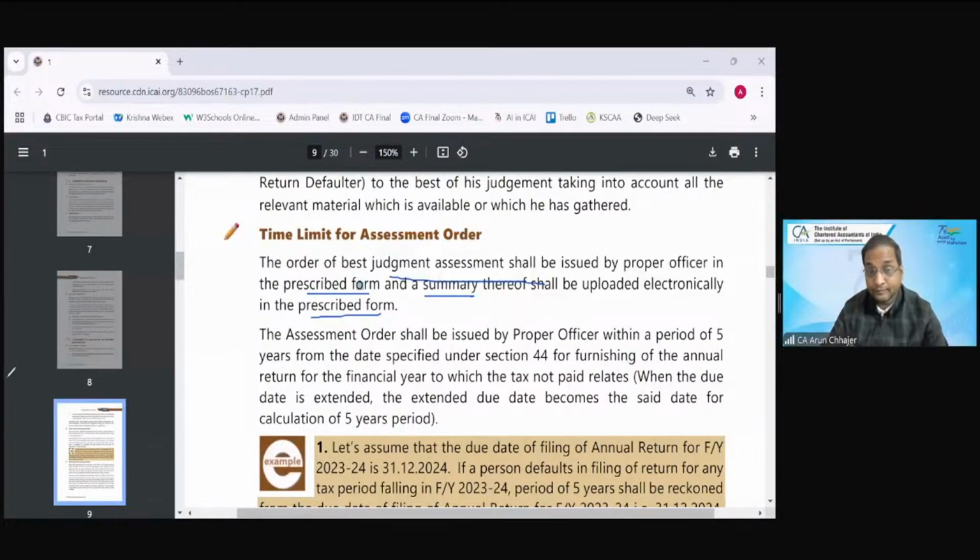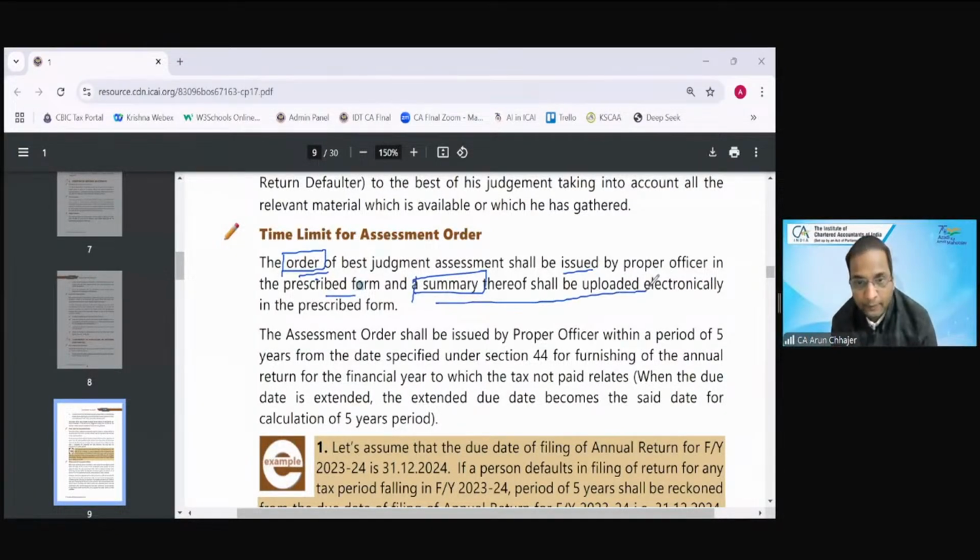एक बात ध्यान रखना. They are asking or law requires that the order will be issued along with summary. It means if in your exam you will write the answer, make sure for this 62 assessment, they are saying the order will be issued in the prescribed form and also summary will be uploaded electronically in the prescribed form. The assessment order shall be issued by the proper officer within a period of 5 years from the date specified in section 44. What is the section 44? That is annual return.